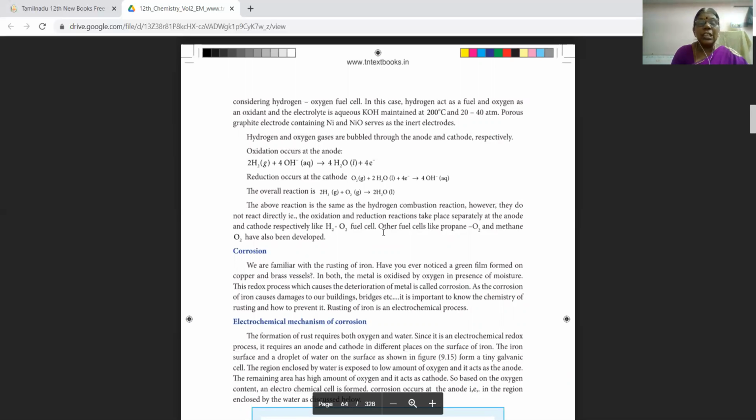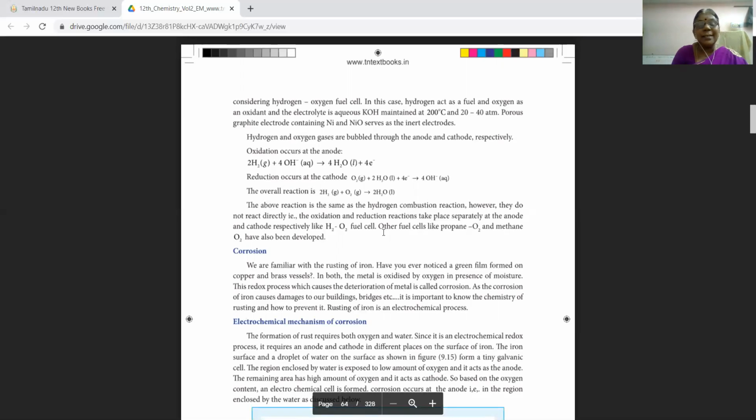As usual, oxidation occurs at the anode. So 4OH minus is converted to 2H2O along with the liberation of 4 electrons. Reduction occurs at the cathode, that is oxygen plus 2 water with the acceptance of those 4 electrons, and it is converted to 4OH minus aqueous. So the overall reaction is H2 plus O2 gives H2O.